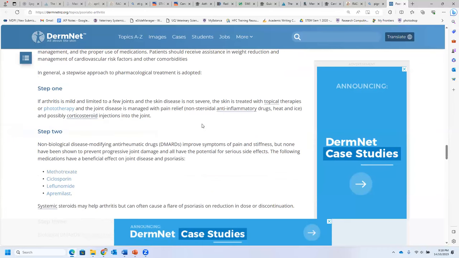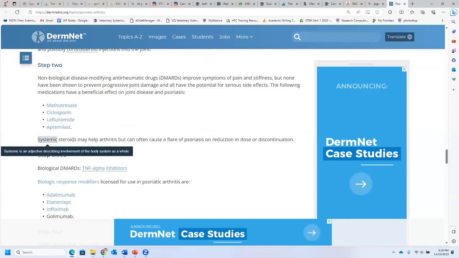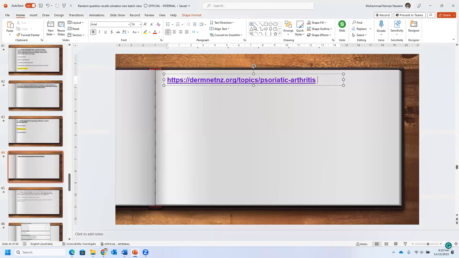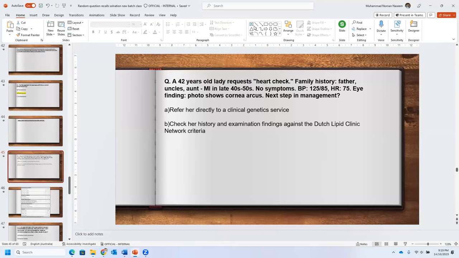These are the ones. We don't give oral steroids. We don't give prednisolone to the patient. It makes the rash worse. Systemic steroids can help the arthritis but can cause a flare, apart from intra-articular steroids. But you can give oral methotrexate to the patient. All right. Is everything clear now? So if a patient is having psoriasis and also arthritis, don't give oral steroids. Otherwise, it's going to make the psoriasis worse.